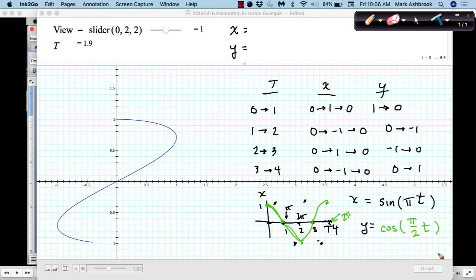Did anyone figure that x and y out before I started talking about it? Some. Okay, good. About 5 of you. Excellent. All right, so back to my question. Is it a function? Sort of. Is it a function?